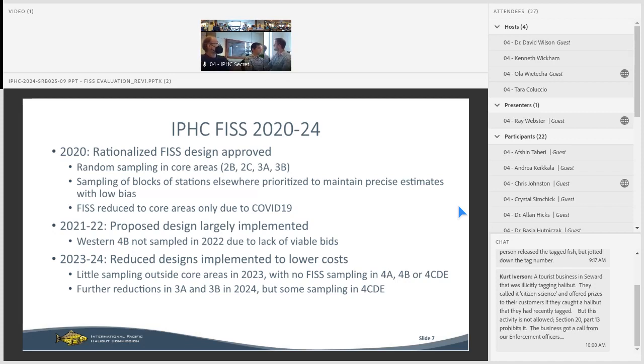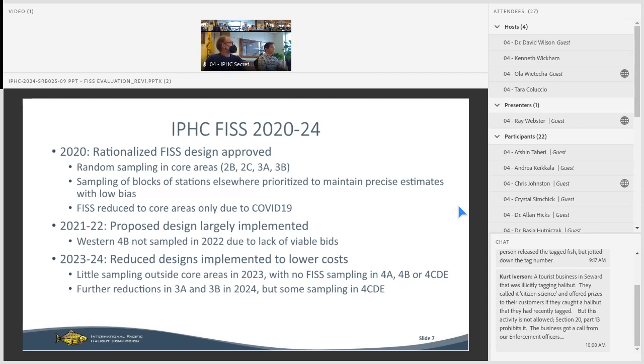In the subsequent 2 years, the proposed design was largely implemented. We fished what we wanted, except Western 4B was not sampled in 2022 due to lack of viable bids. And that is an area, as Ian mentioned yesterday, that doesn't have a lot of commercial sampling, so we don't have much information at all in recent years from Western 4B. It was last sampled by us in 2019. And as yet, there are no plans to sample it in 2025.